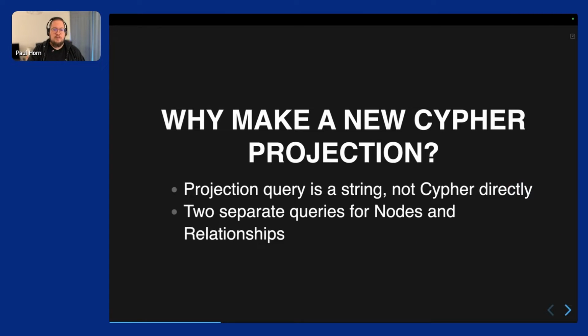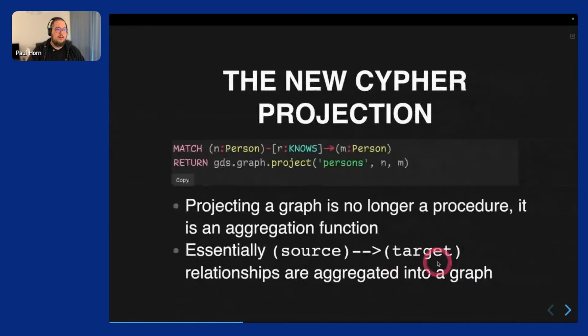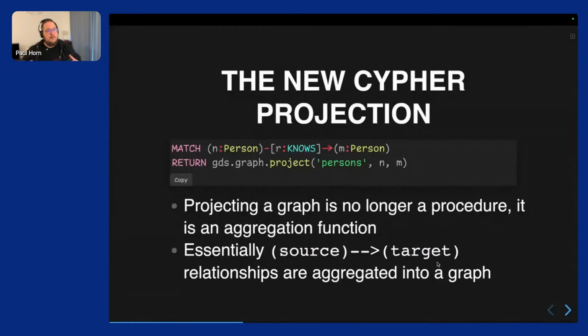So we went out and tried to improve the Cypher projection, and this is what it now looks like. You have a regular Cypher query. It's no longer a procedure. You start with a match statement or something else that produces a set of source and target node pairs. And then you basically aggregate them into a graph. So in Cypher, you have these aggregation functions where in certain positions, you can do something like count or sum to aggregate all your rows into a single value. And the new Cypher projection is basically you aggregate your stream of source and target node pairs into a graph.